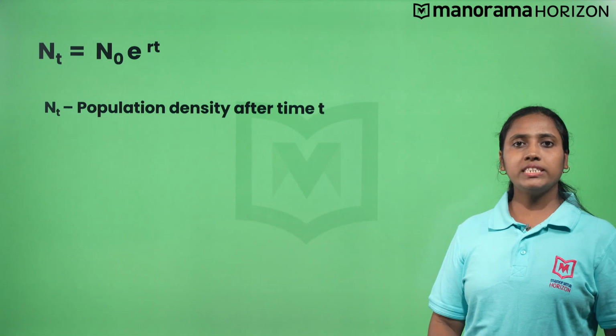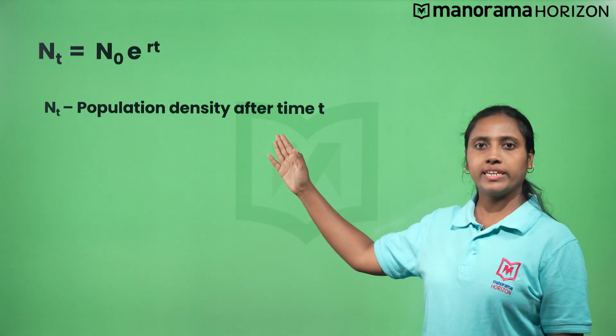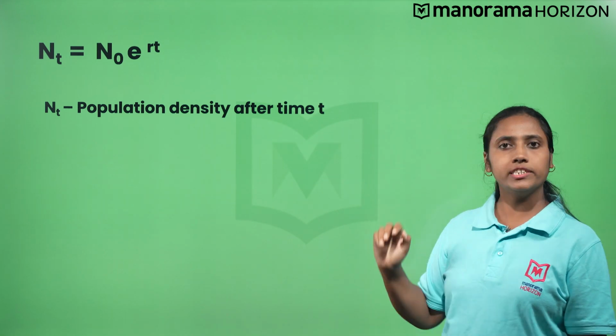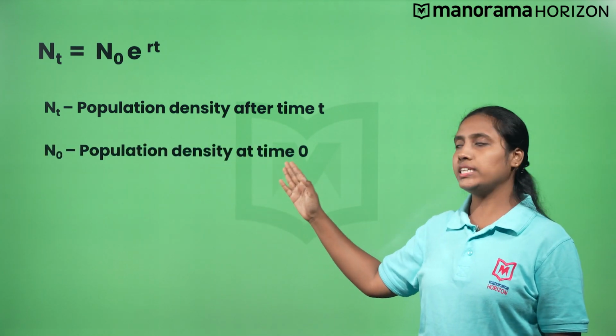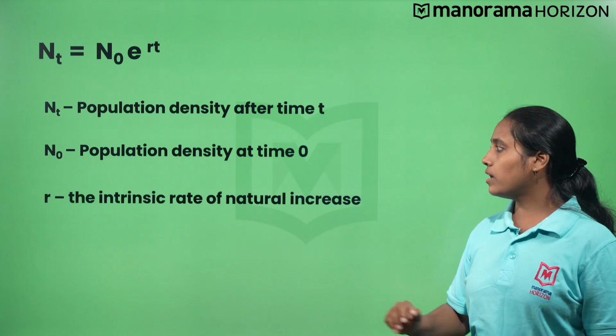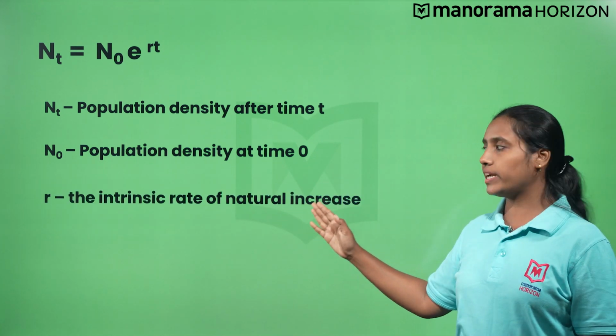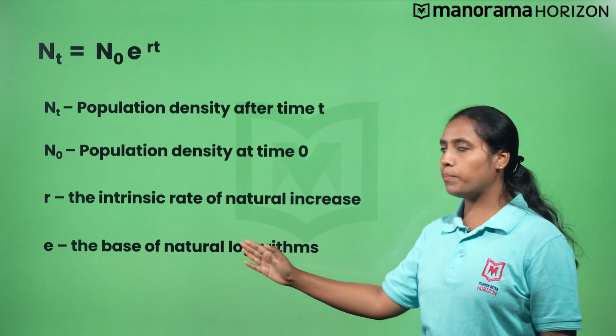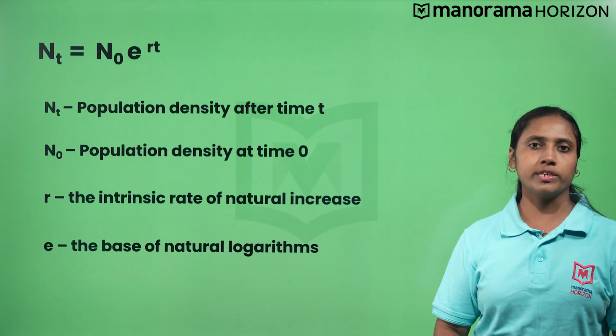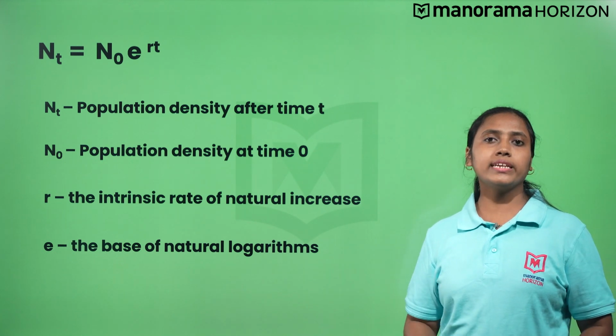Here, Nt is population density after time period t. N0 is population density at time 0. r is the intrinsic rate of natural increase. e is the base of natural logarithms. The next growth model is logistic growth.